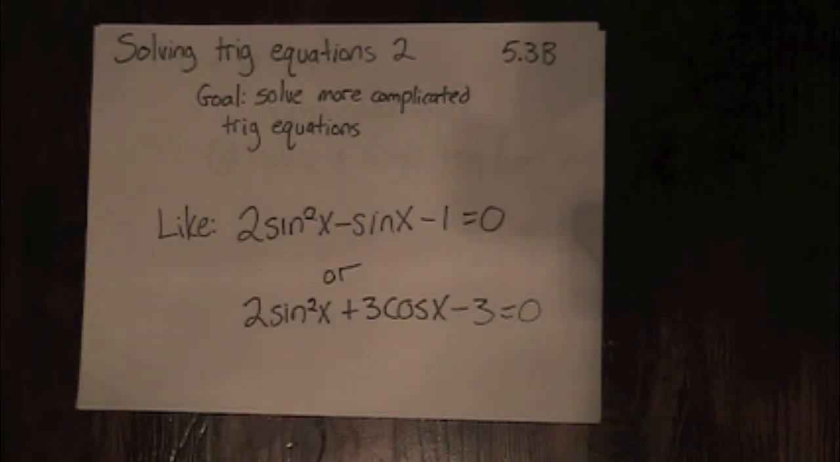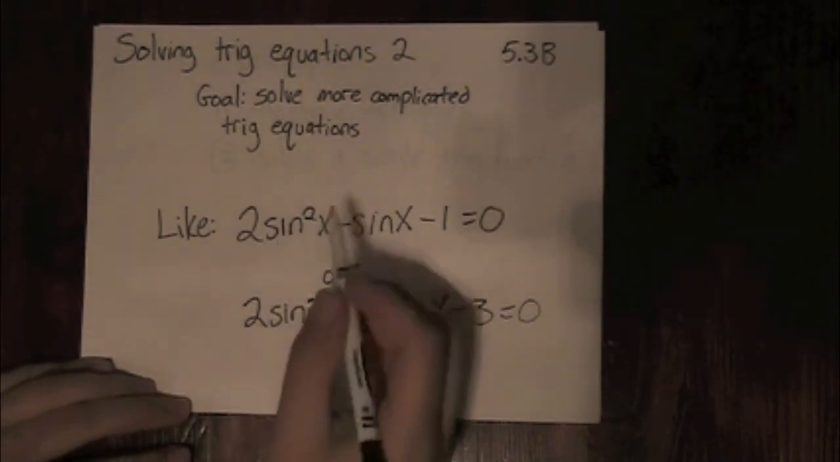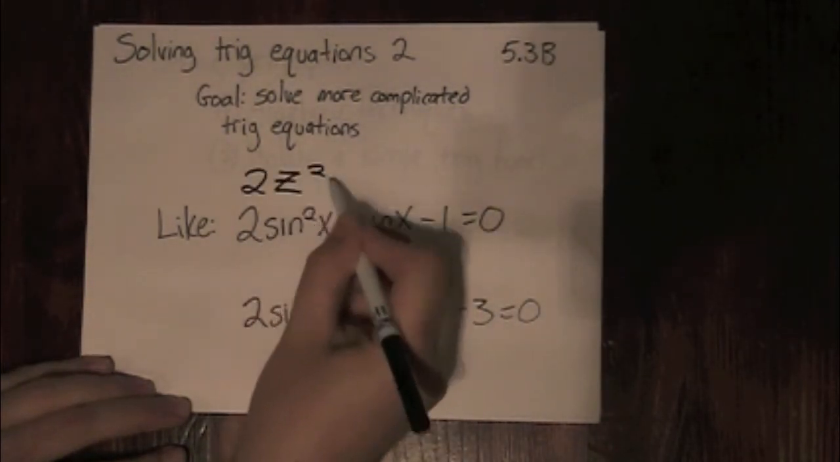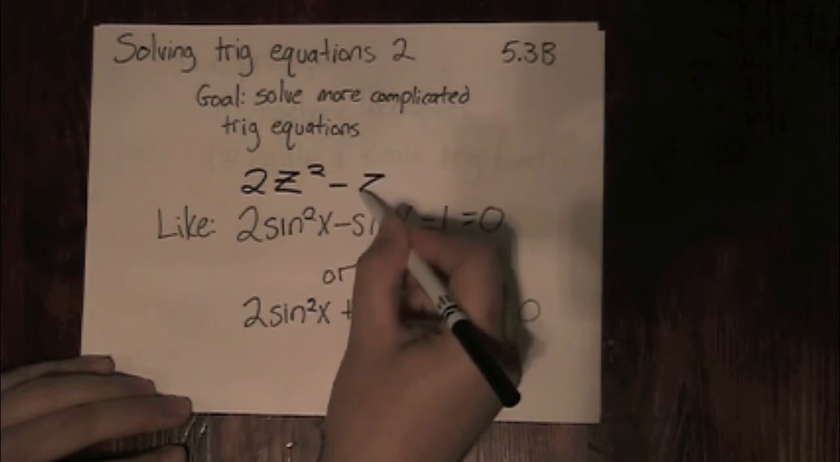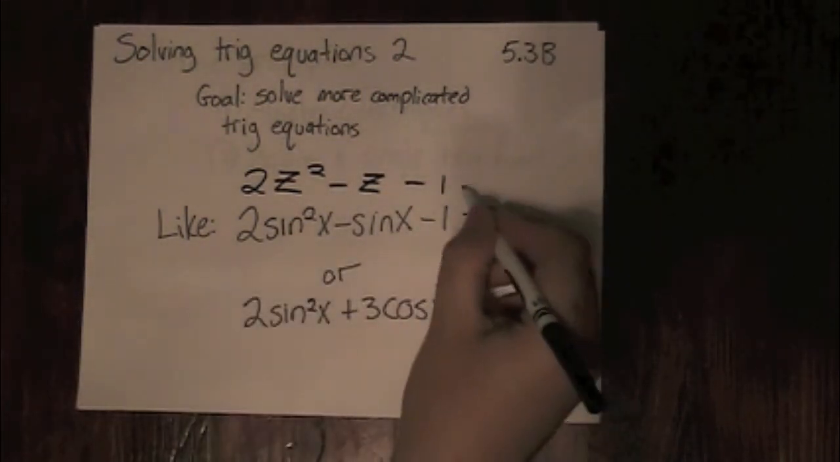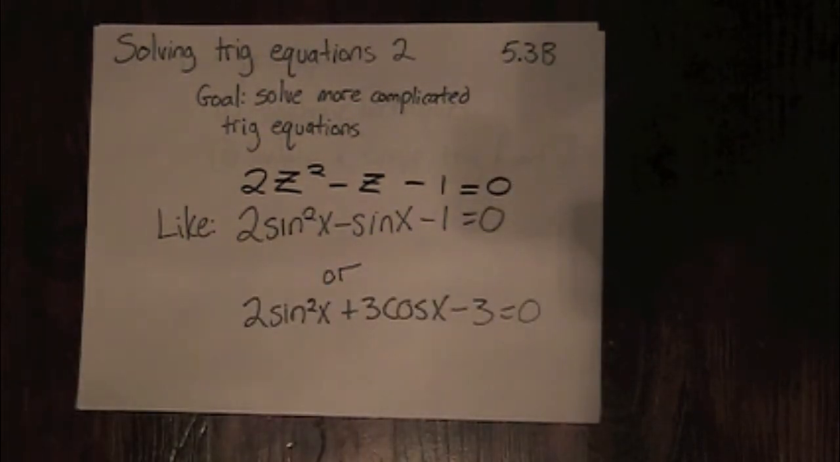That looks an awful lot like a quadratic function. If I replace sine of x with, I don't know, z, I might have 2z squared minus z minus 1. And we know how to deal with that. Today we're going to deal with that as a sine function.